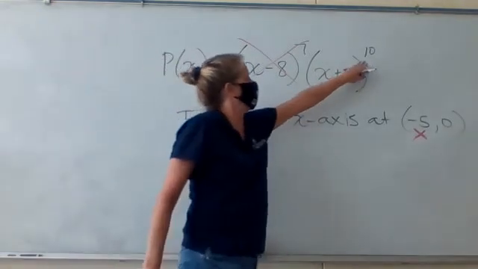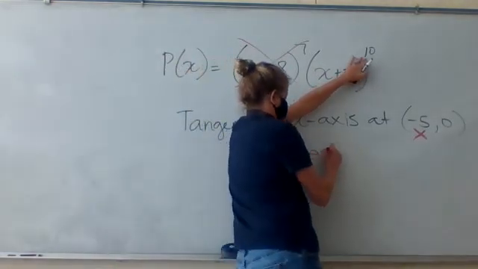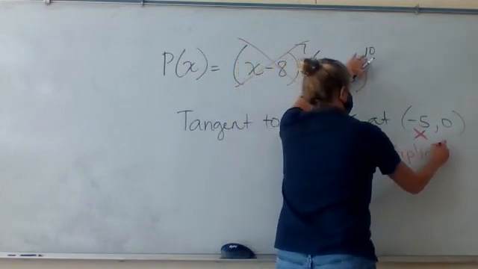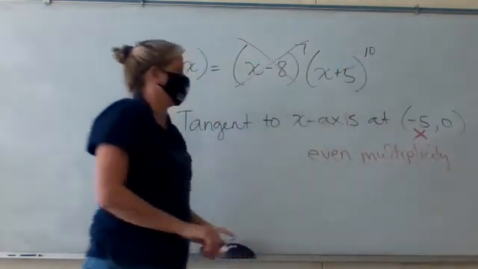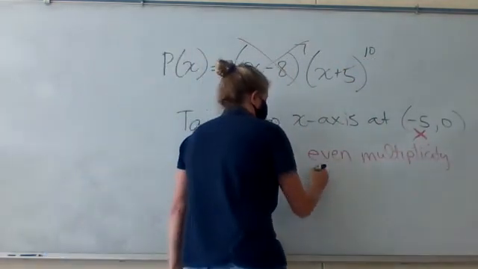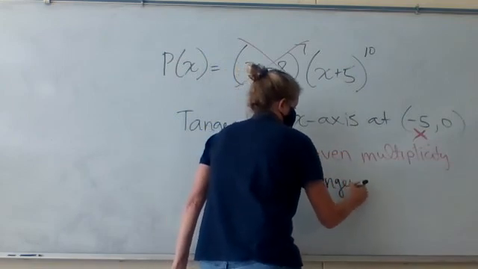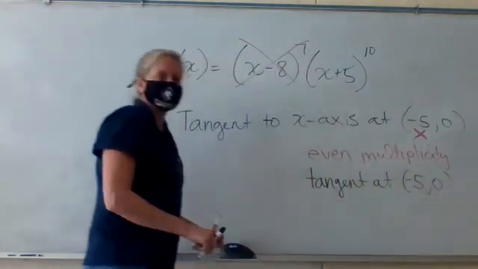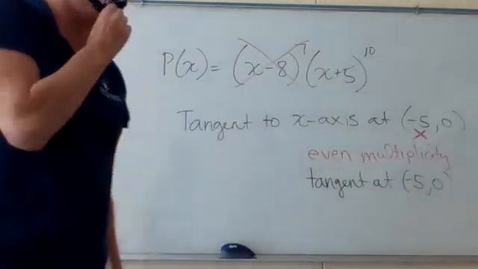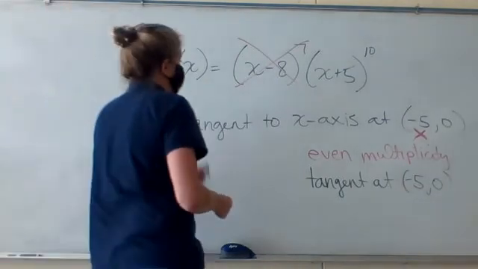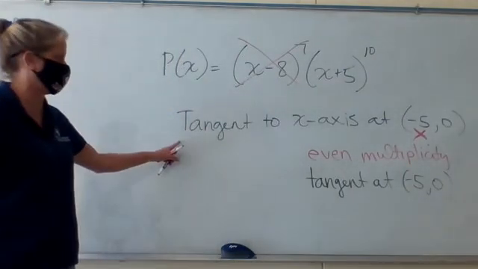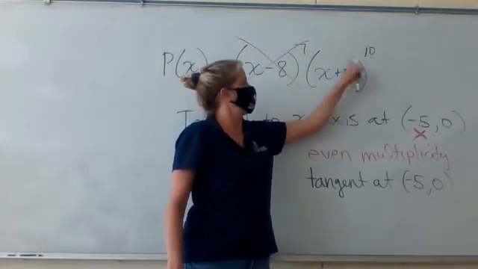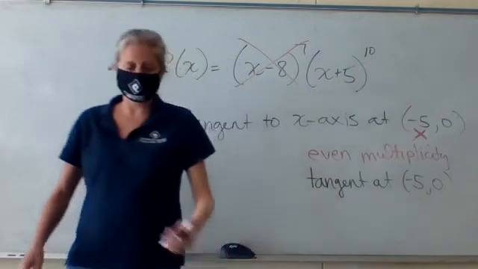What is the multiplicity of this 0? It's even. And what does even multiplicity tell me? Even multiplicity tells me it is tangent at (-5, 0). It is tangent at that x-axis, at that x-intercept, which means this is a true statement. It is tangent because the multiplicity of this 0 is even.